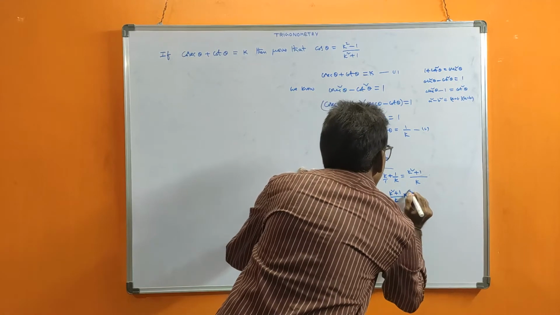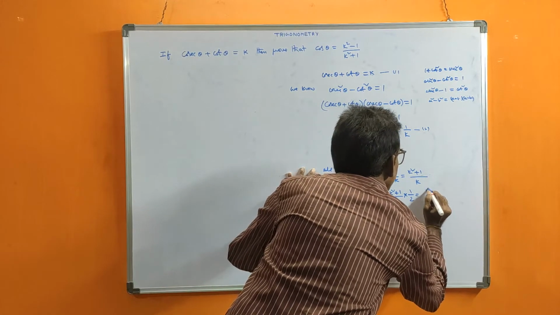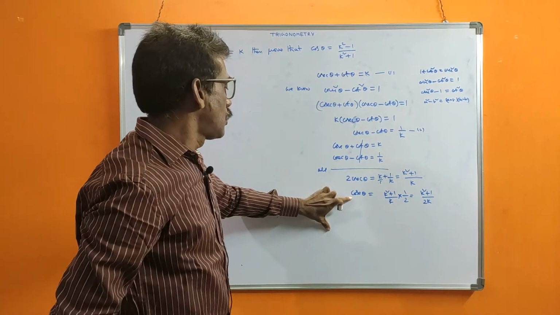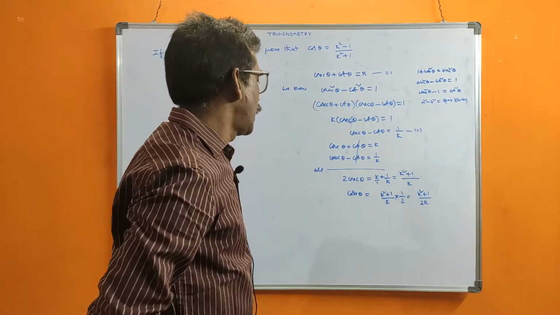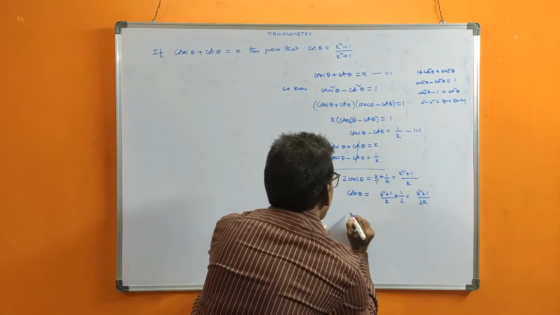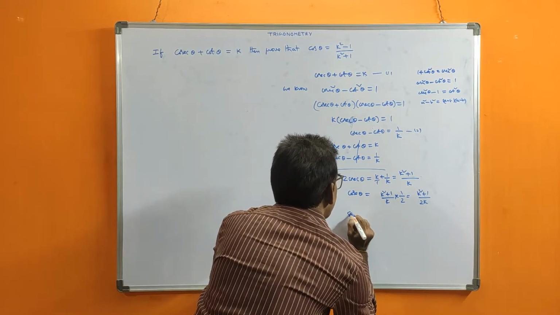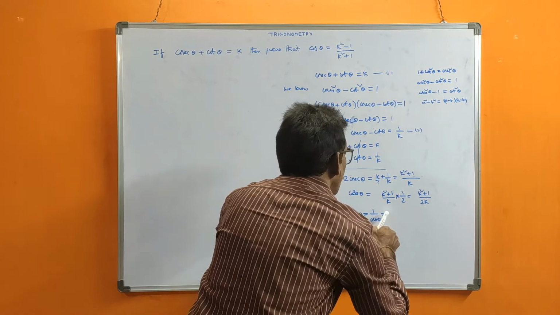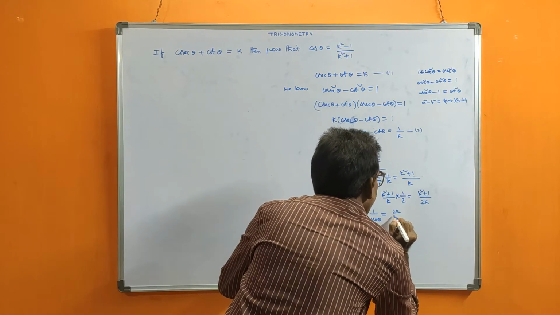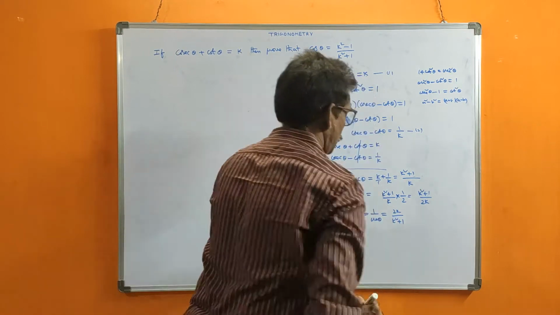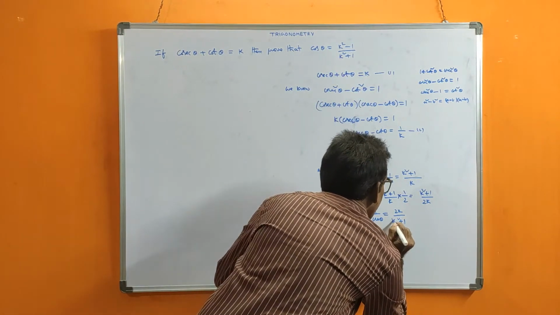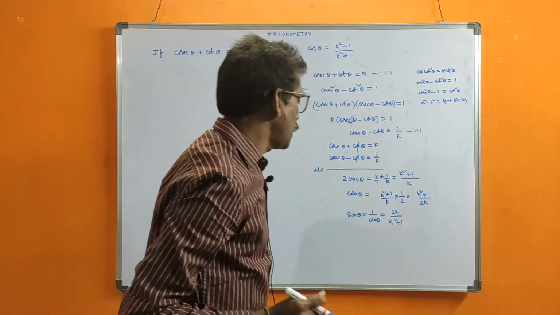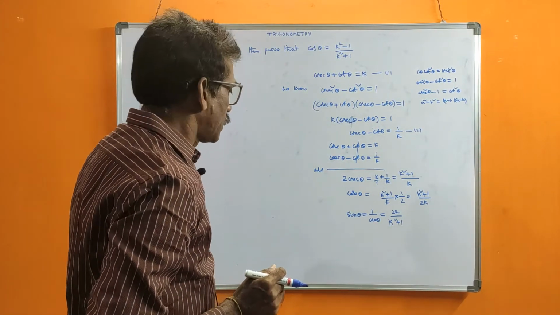Bringing the 2 to the other side, cosecant theta is k square plus 1 by 2k. That means we got the cosecant theta value. Once you have cosecant theta, take the inverse to get sin theta. Sin theta is equal to 1 by cosecant theta, which is 2k by k square plus 1.